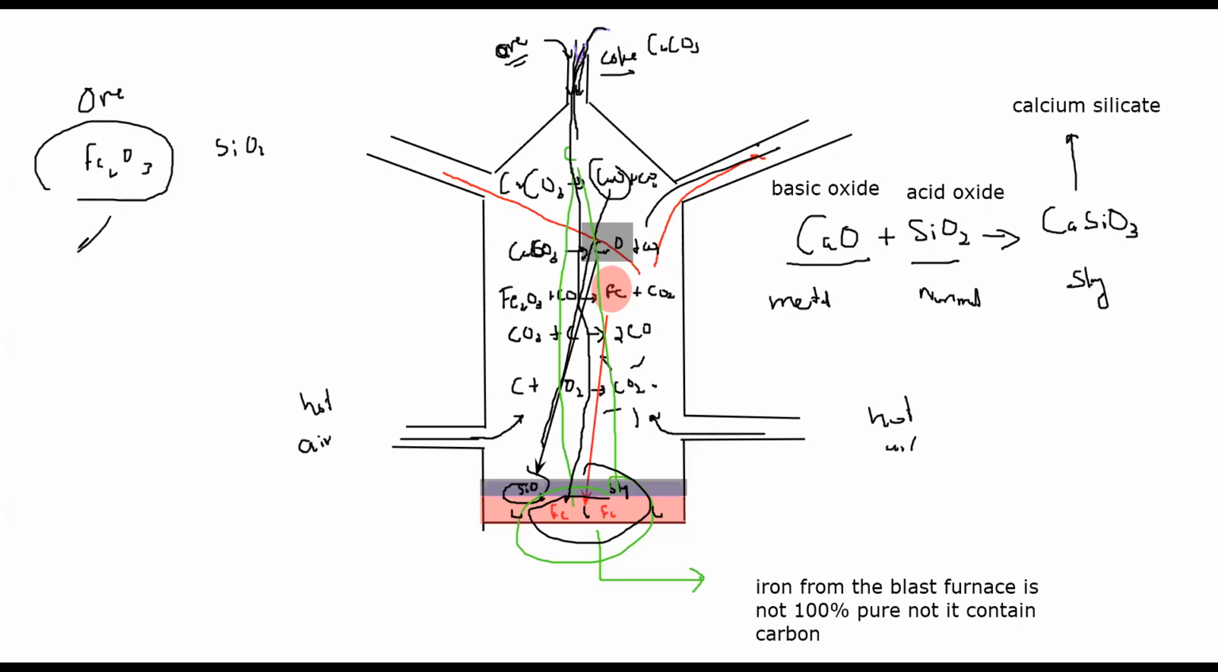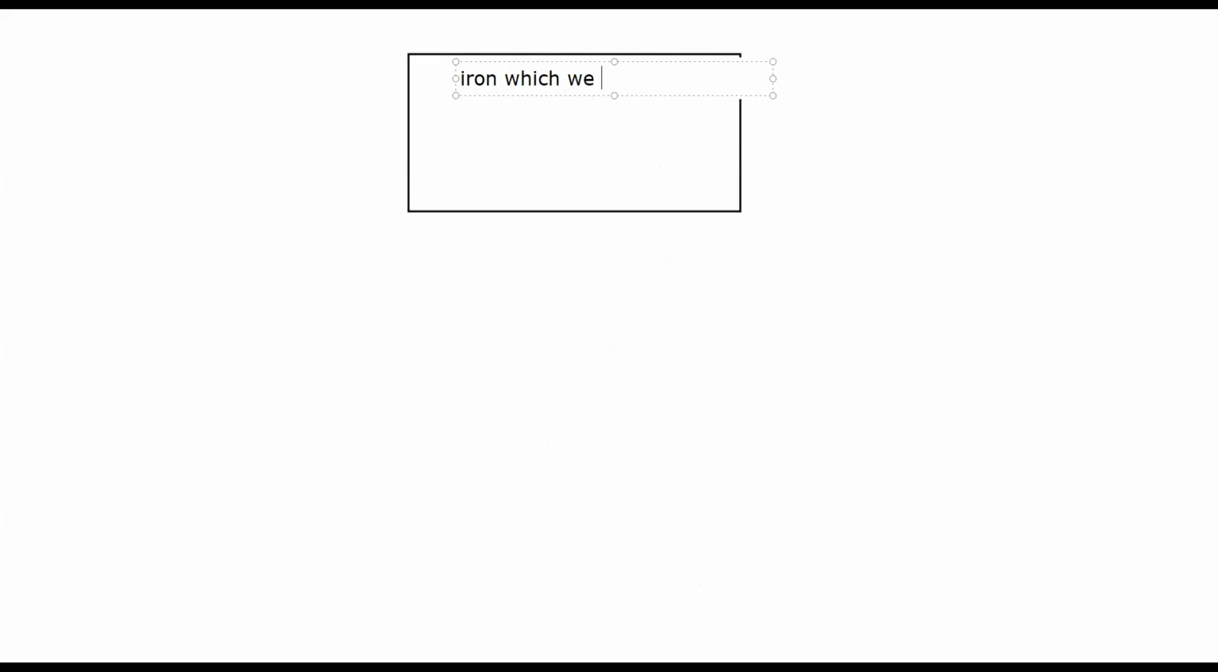You remove the iron from oxygen. But what happened, this iron is now mixed with some unreacted carbon. That's why this iron is not a pure iron. So the iron which we extract from the blast furnace is not pure. It contains unreacted carbon.